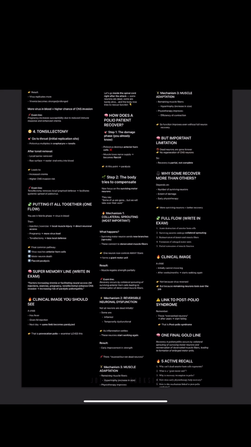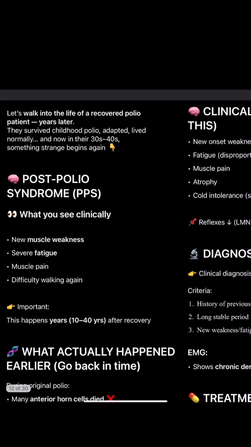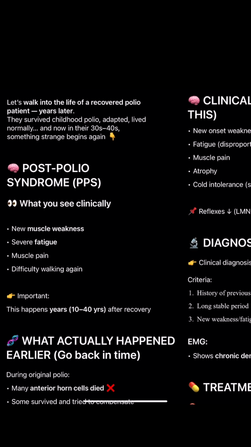Now let us see what is post-polio syndrome. Let us see a case where there is a patient who has recovered from polio, and years later, after 30, 40 years into life, let's enter into the life of a recovered polio patient. That patient has survived childhood polio, adapted, and lived normally. And now in his 30s and 40s, something strange begins again. That is called post-polio syndrome.